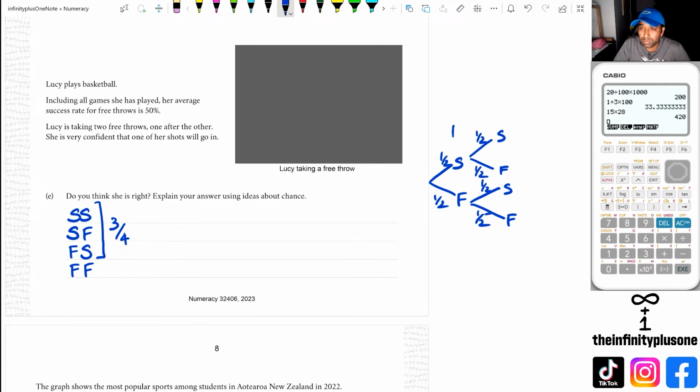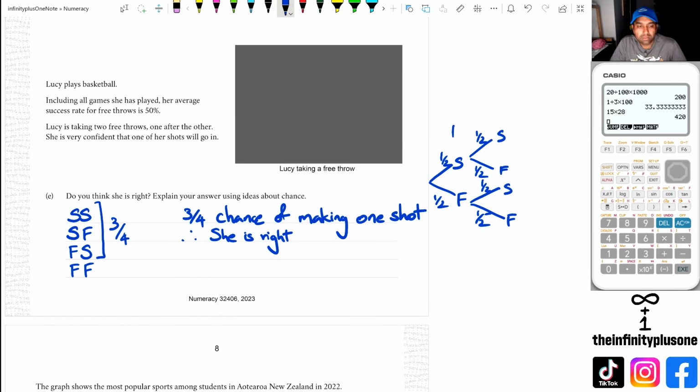So it's like a 75% chance that one of her shots will go in. So what you want to say is something like, 3 out of 4 chance of making one shot. So therefore she's right. Now you can do it with a probability tree as well, or you can write down all the options that could happen and then work out your probability from that.